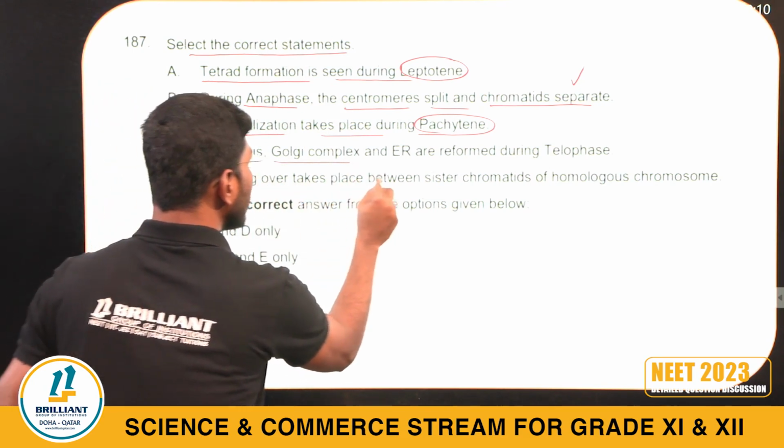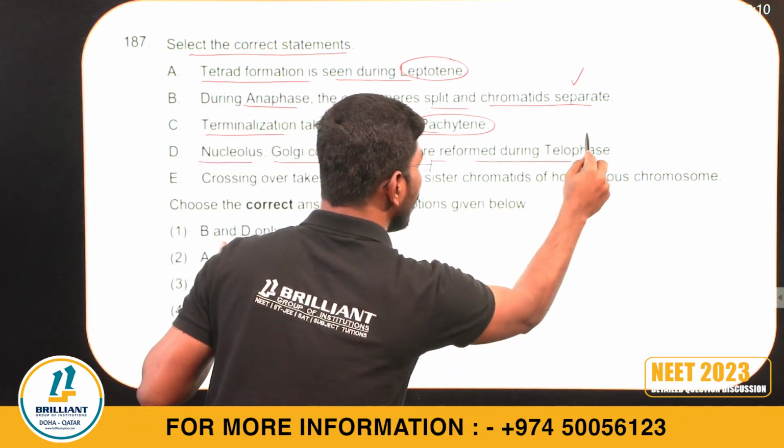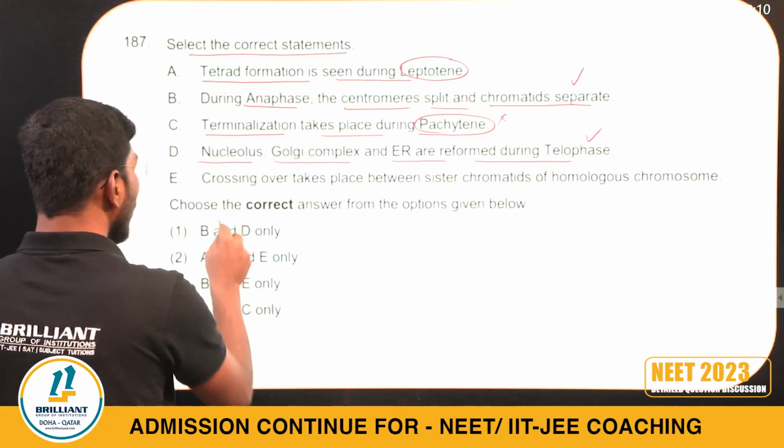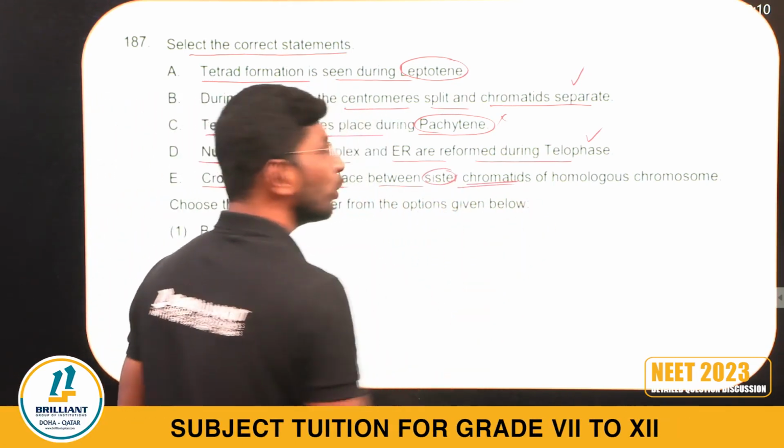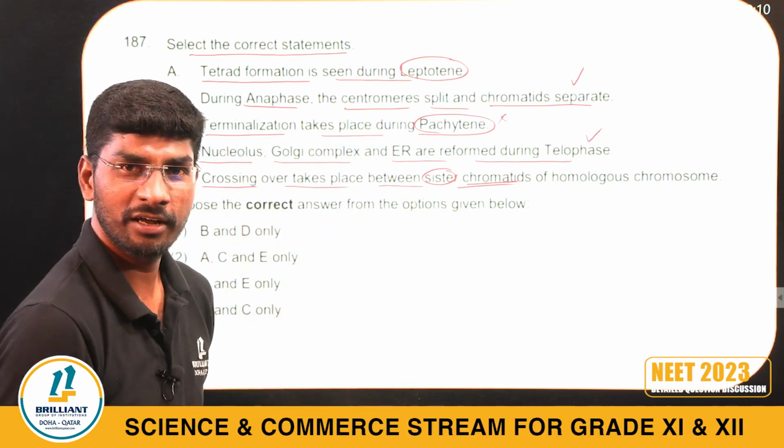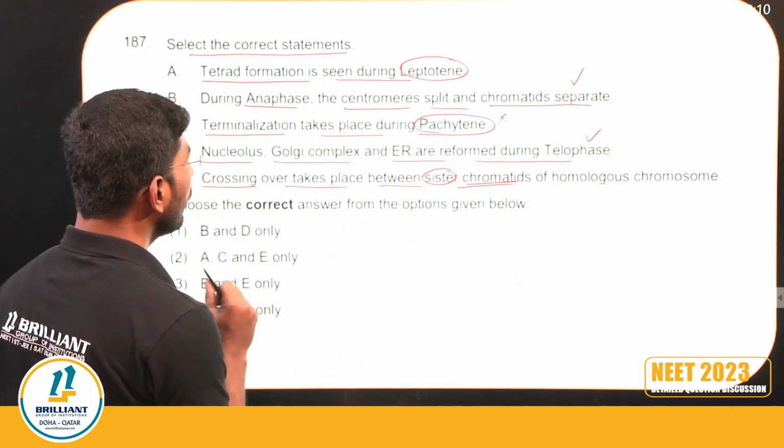Nucleus, Golgi apparatus, ER are reformed in telophase. Crossing over takes place between the sister chromatids. No, I told you, non-sister chromatids, not sister chromatids. So what can we go with?